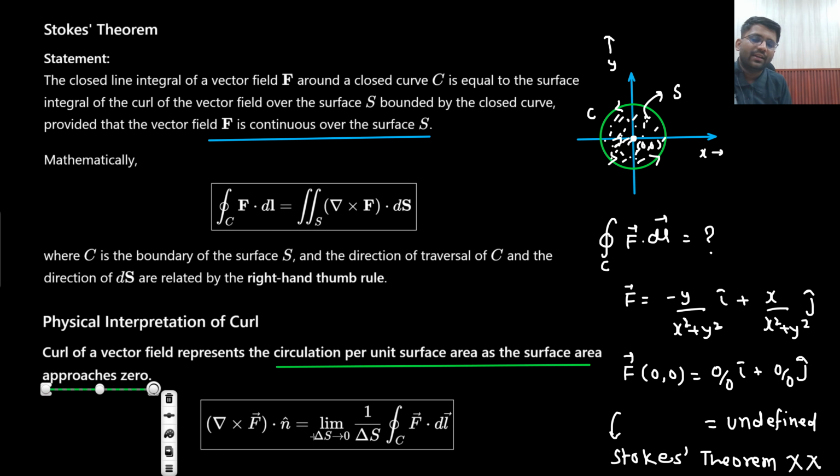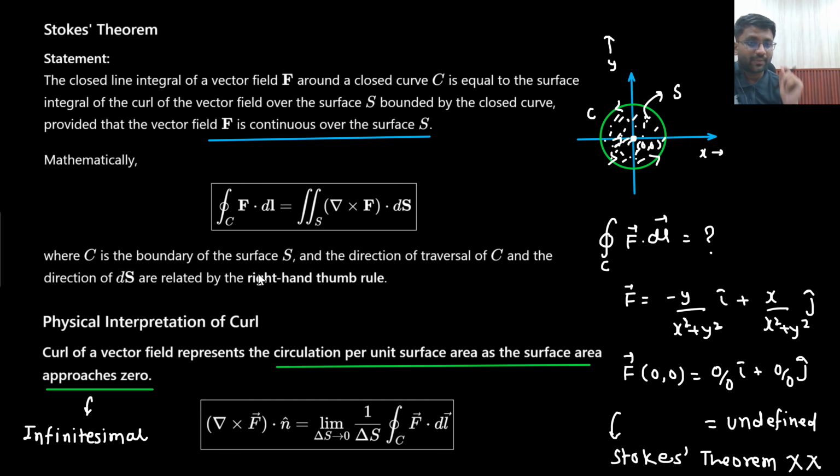Or what could be written? Circulation per unit infinitesimal surface area. What is the word? Infinitesimal. Approaches 0 means infinitesimal. This word could be written. The meaning of infinitesimal is very small surface area. So the physical significance of curl is that it represents the circulation per unit surface area.